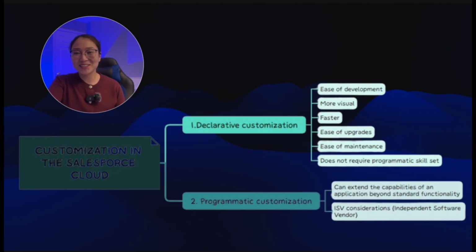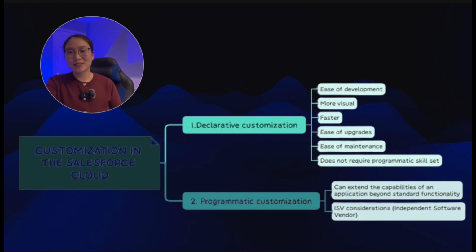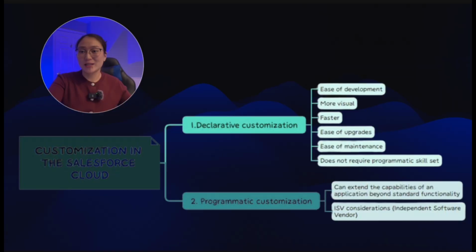Okay, now let's talk about something you will hear all the time in Salesforce: declarative and programmatic customization. At first, these words sound crazy, but the idea behind them is actually very simple. In Salesforce, there are basically two ways to customize the system. One way is declarative, the other way is programmatic.